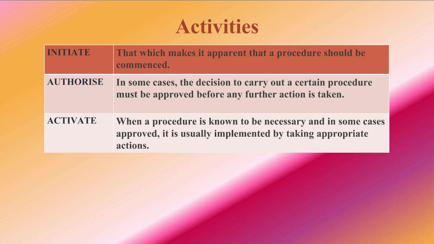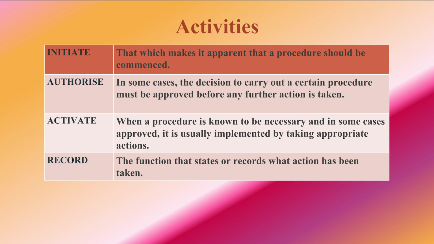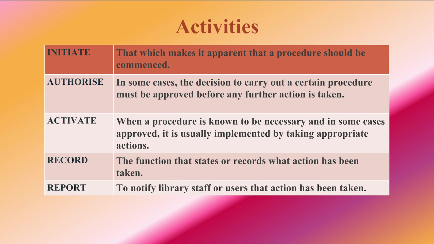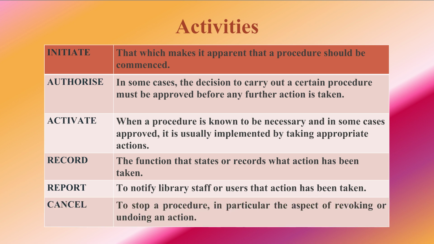When a procedure is known to be necessary, and in some cases initiated, it is usually implemented by taking appropriate action. Activate means that there has to be power to do so. Record is a function that states what action has been taken. We have to find out what actions have been taken. Then report: to notify the library staff or users that actions have been taken. Then cancel: to stop the procedure, covering the aspects of revoking undertaken actions.